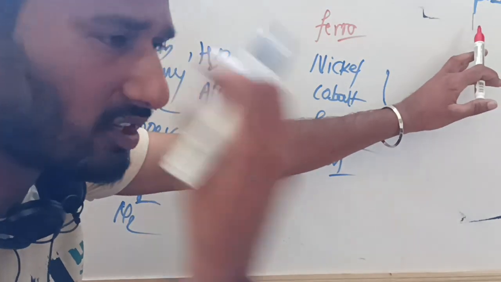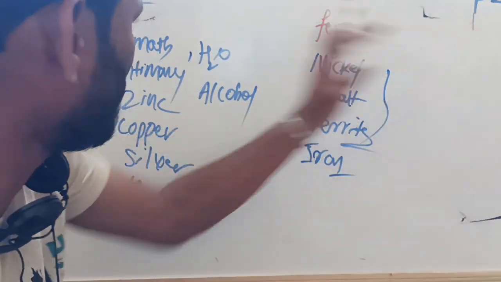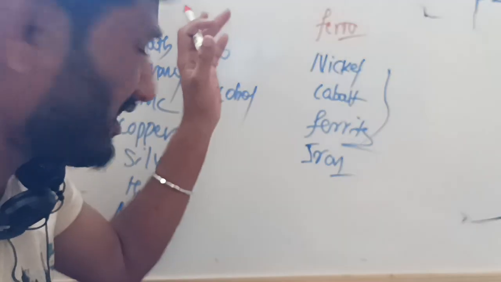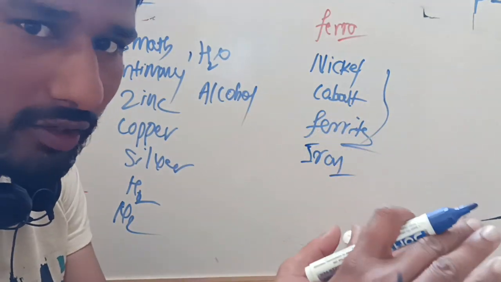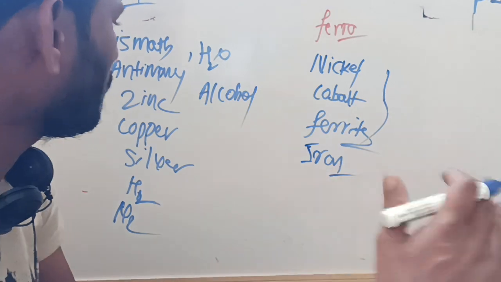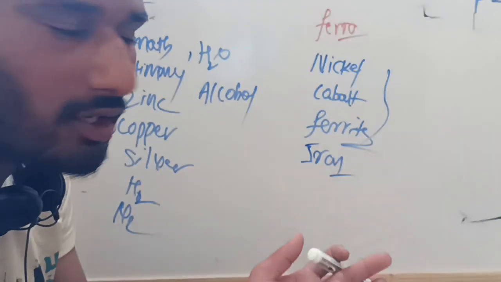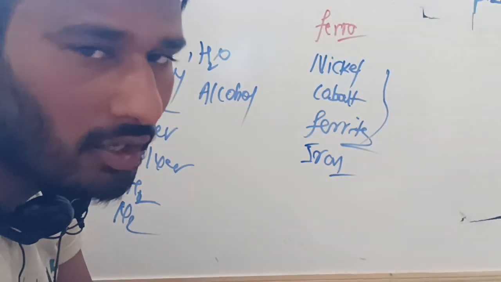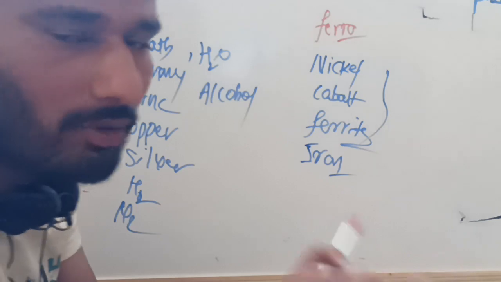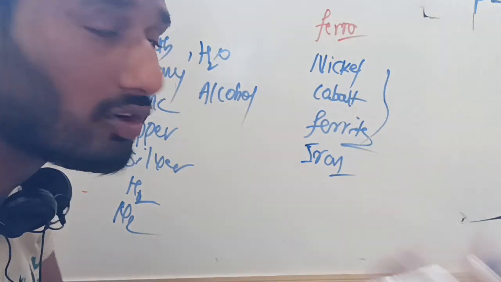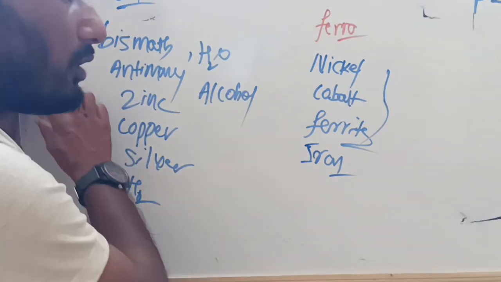Permanent magnet means they retain their magnetism lifelong. Temporary means, for example, a solenoid: only while current is flowing through the material will it behave as a magnet. Once the source stops and the current no longer flows, it behaves as a normal material. Those are called temporary magnets. Permanent and temporary magnets, a very important question.